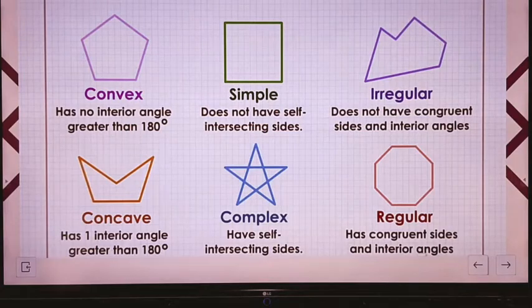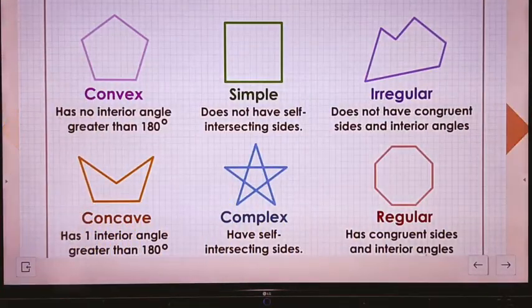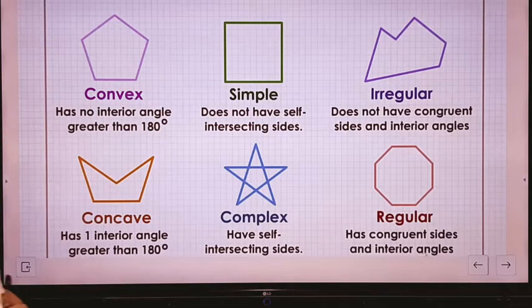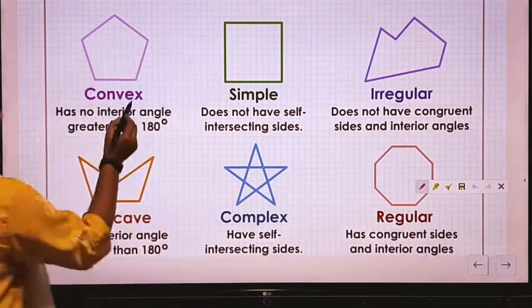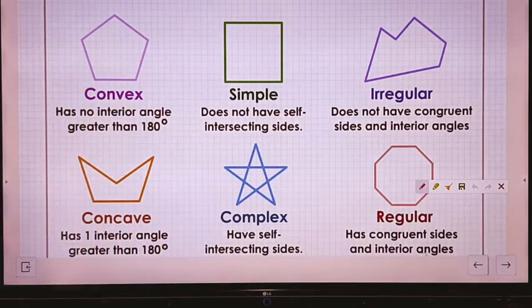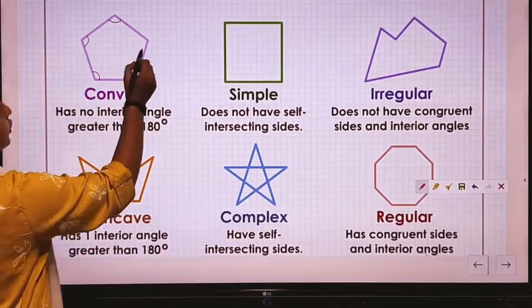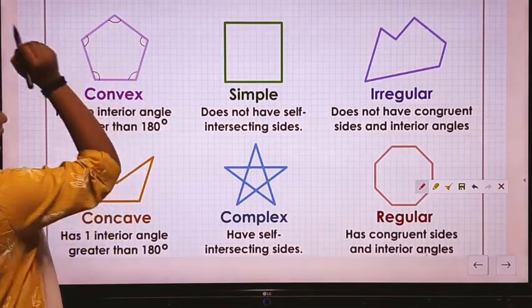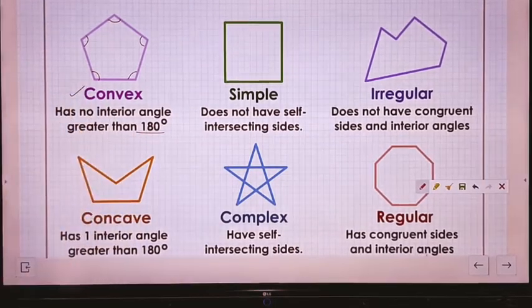Next we have different types of curves. One is the convex curve. Okay. In a convex curve, no interior angle can be greater than 180. See, this angle is also less than 180, this is also less than 180, this is also less than 180, this is also less than 180 and this is also less than 180. A curve in which all the interior angles are less than 180 is known as a convex curve.